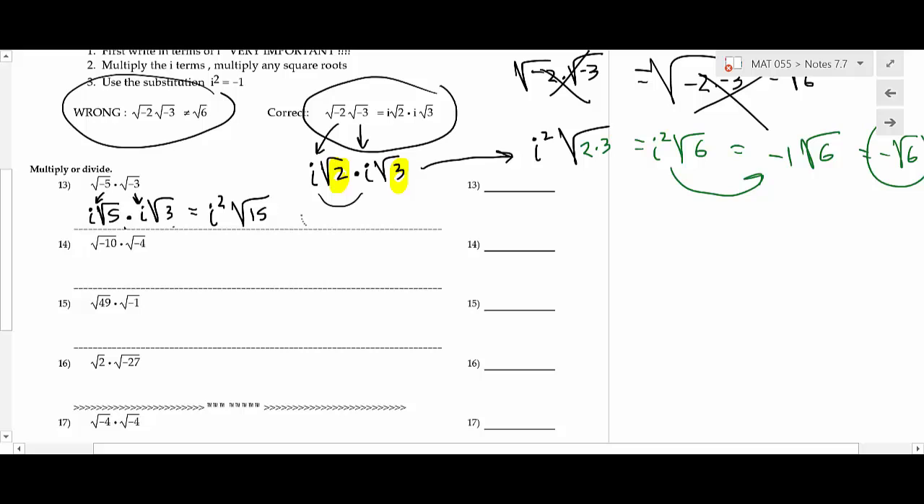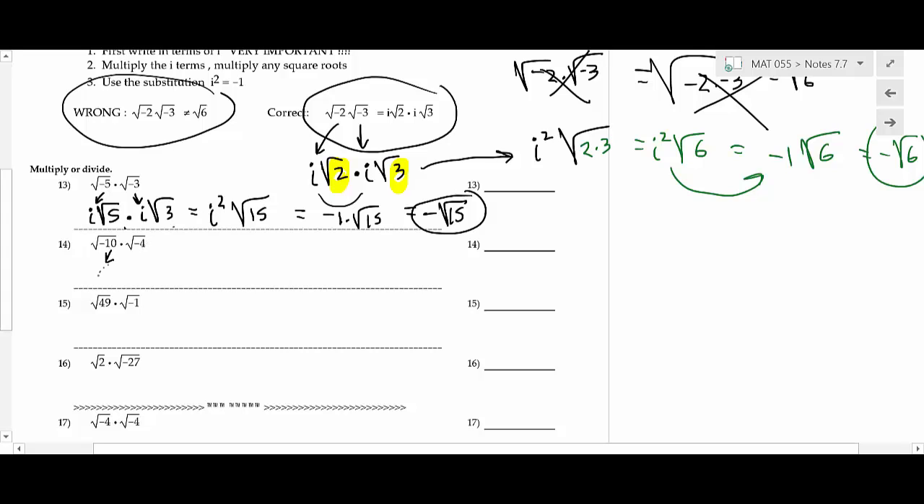So that means the answer to this problem is just -1 times root 15. So it's just a negative answer. So that's your answer to your problem right there. Okay, if you follow the procedure, you won't have any trouble doing this. Okay, we're going to do the next one pretty much the same way.